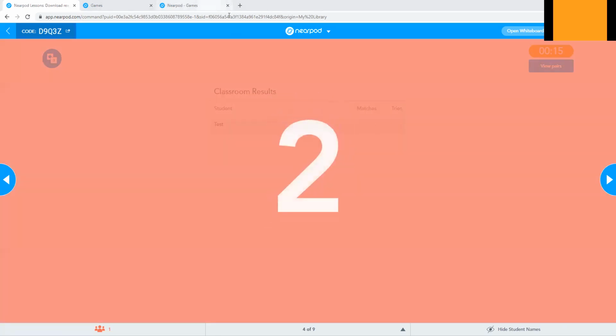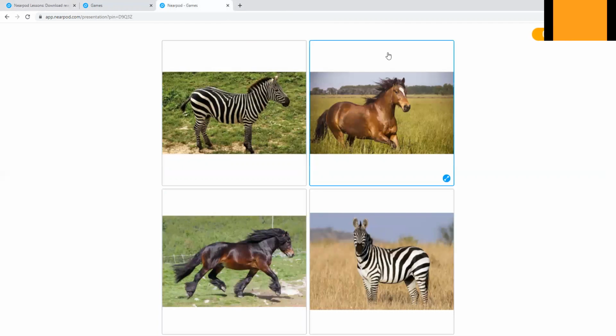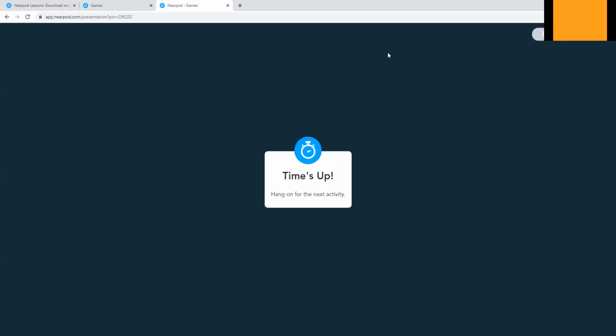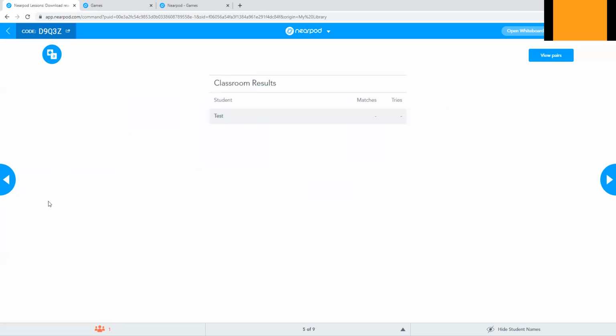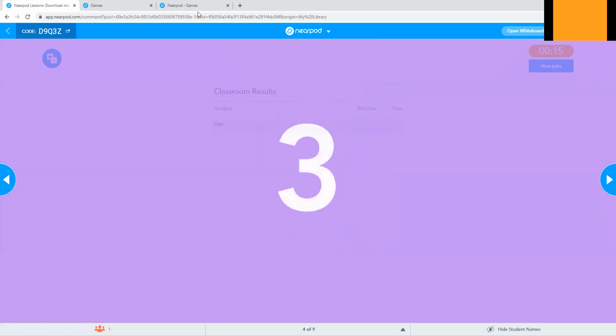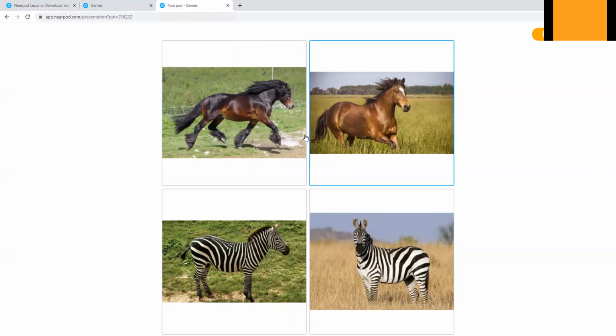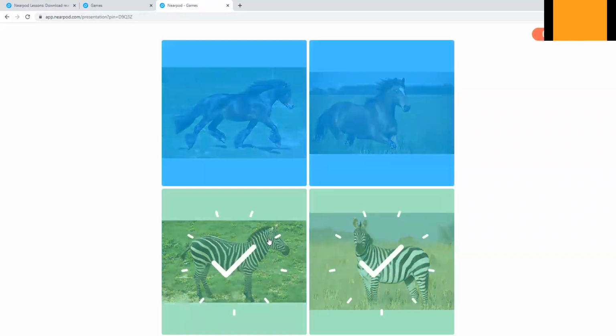Now let's try the next one. Oh, it's still a horse. If all of the students can answer what the answer of the game is, it will show that we have a try again activity, because we don't have a score. Start. Okay, now let's see.